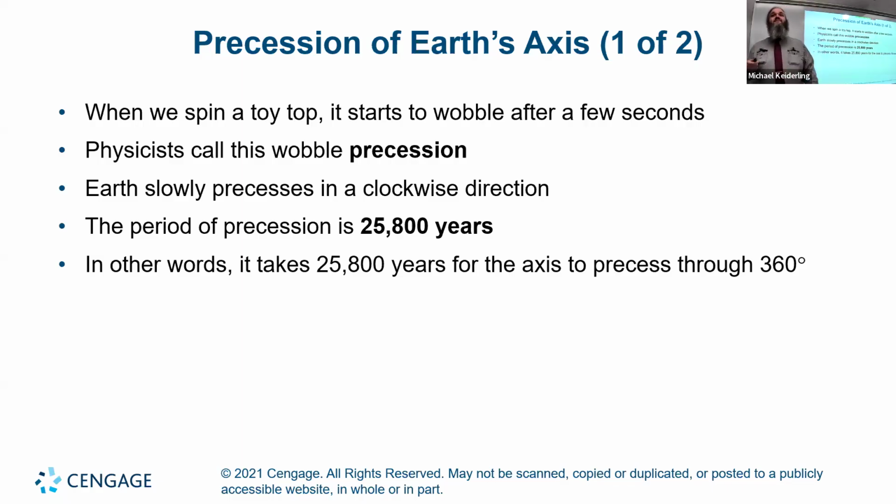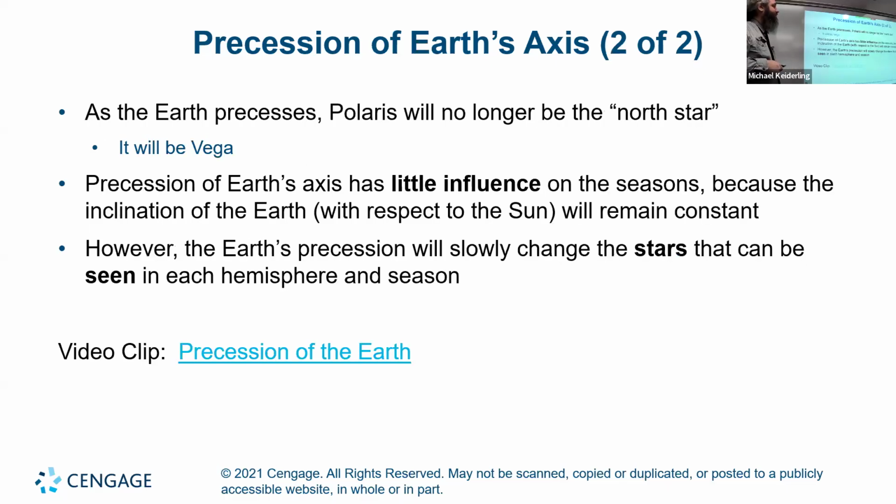This leads to some amusing things, like the fact that modern zodiac signs are all off with the actual position of the sun in the zodiac. So the dates given for zodiac signs are all off by a bit, because they're old. But as the Earth precesses, Polaris will no longer be the North Star. It will change. Eventually, it will be Vega.